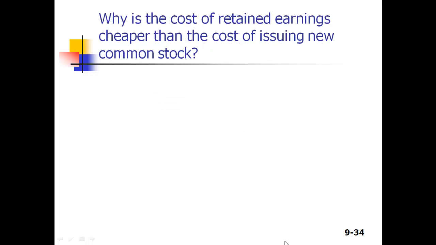Okay. So do you think it's cheaper to use your retained earnings, or is it cheaper to, what does issuing new common stock mean?